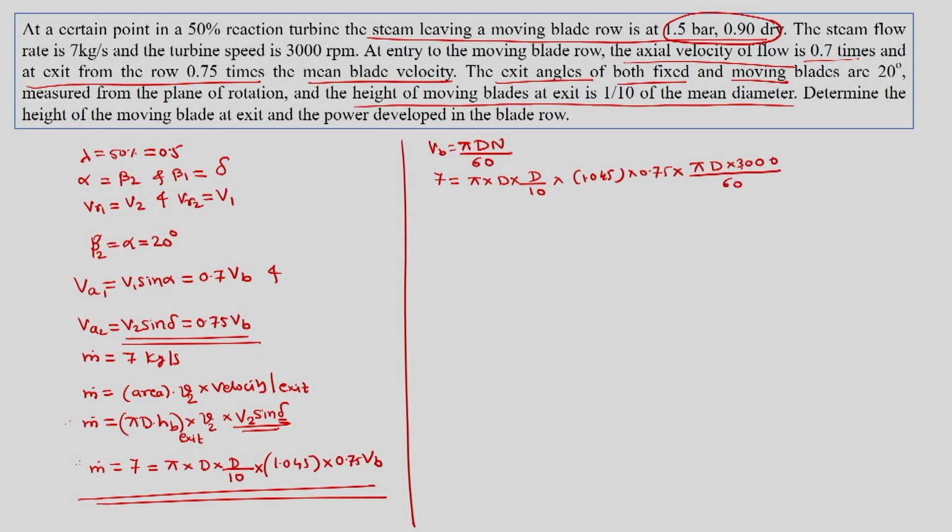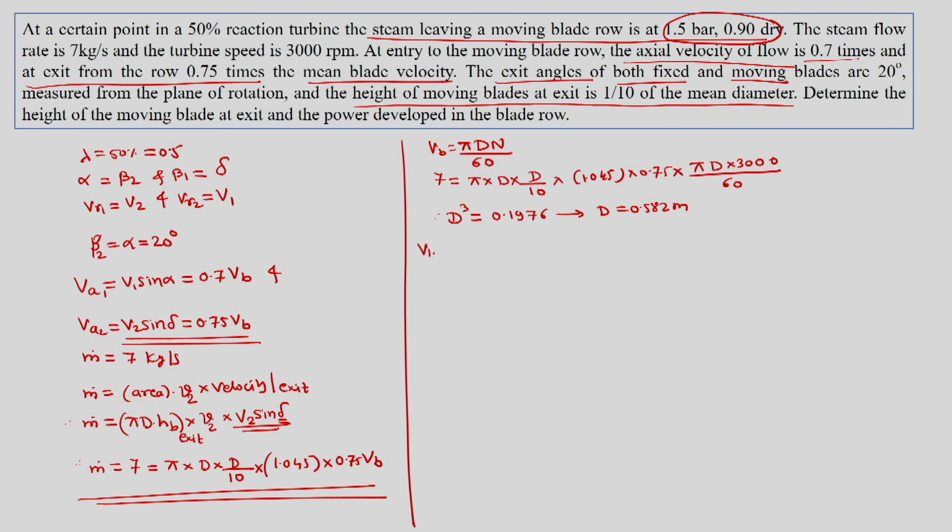Here we know everything except d, so this becomes an expression of d cube. So we get d cube, which is 0.1976. So we get d as 0.528 meter. So we got the diameter, or basically the mean diameter at the exit.